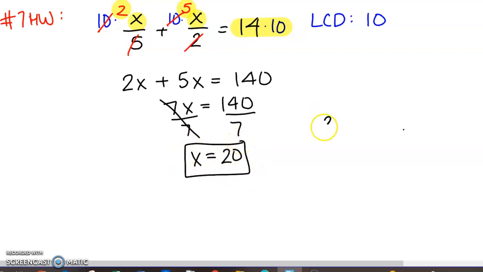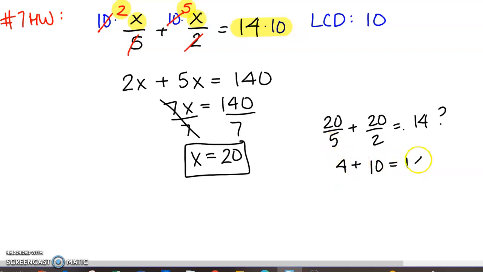Remember, you can always plug it in too to make sure it works. 20 over 5 plus 20 over 2 is equal to 14. Let's see. 20 over 2 is 10. 20 over 5 is 4. And then, there we go. 14 equals 14. So that checks.